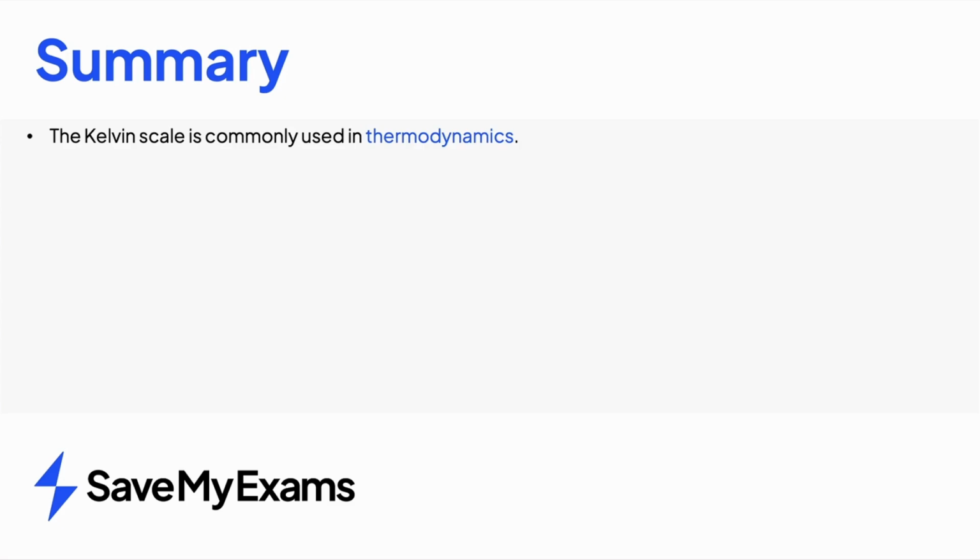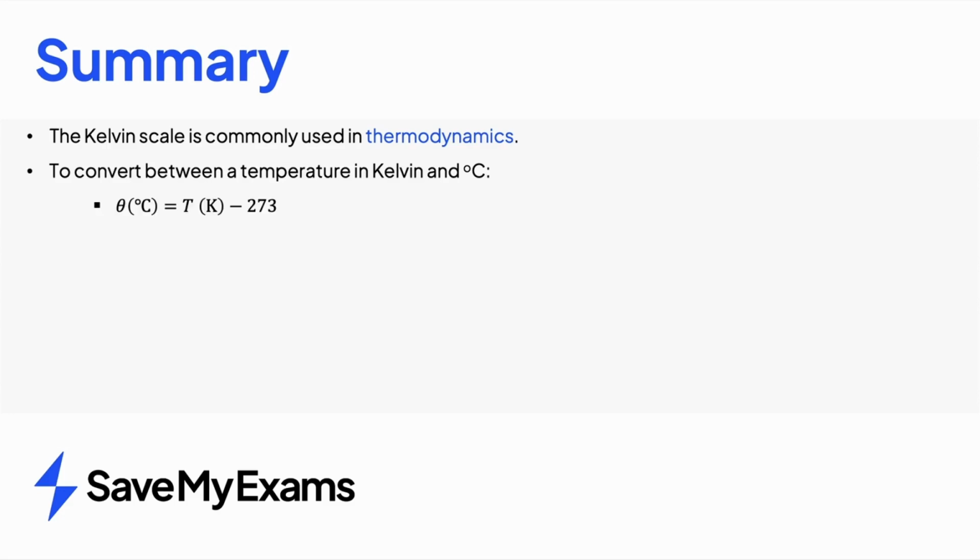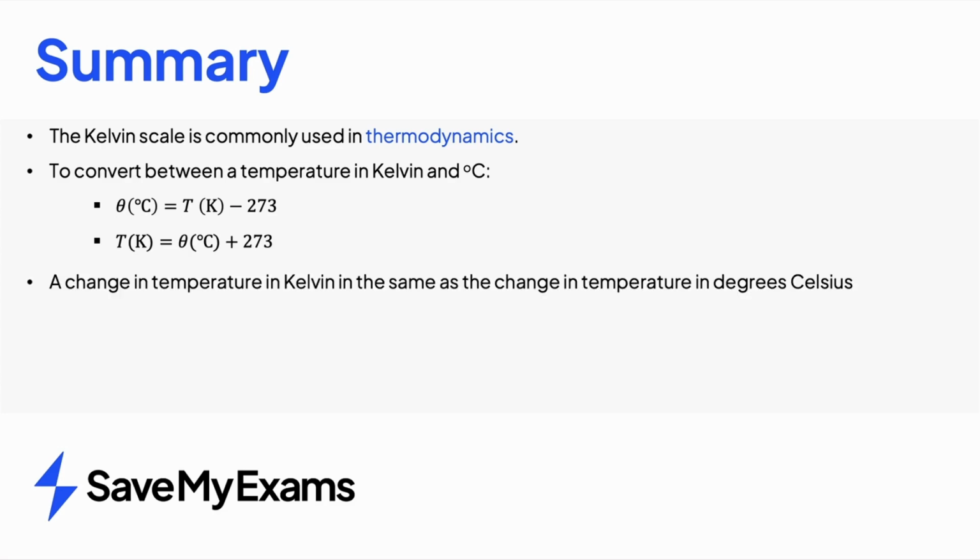In summary, temperature is also measured on the Kelvin scale, which is commonly used in thermodynamics. To convert between a temperature in Kelvin and degrees C, the temperature in degrees Celsius is a temperature in Kelvin minus 273, and the temperature in Kelvin is a temperature in degrees Celsius plus 273. A change in temperature on both scales is the same.